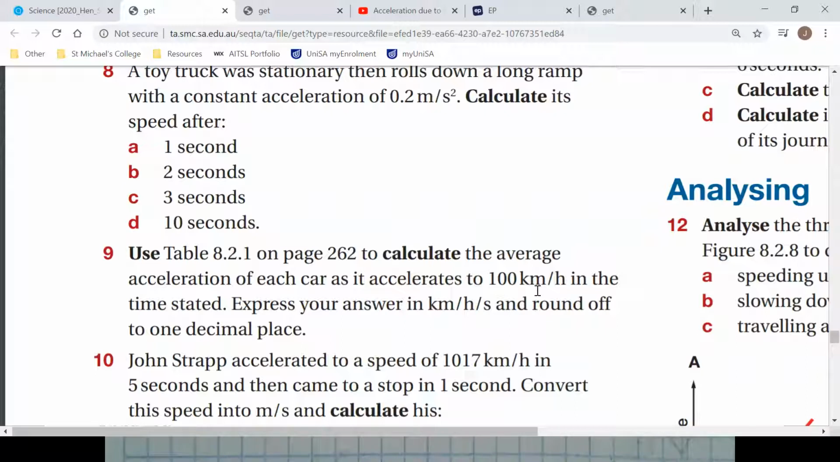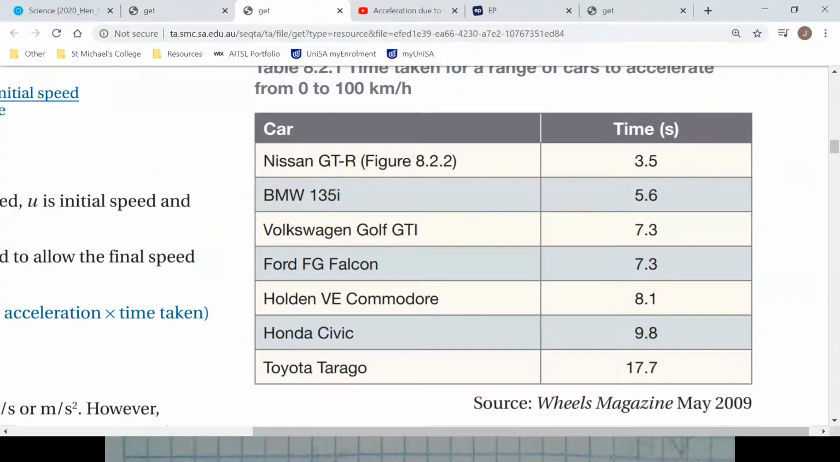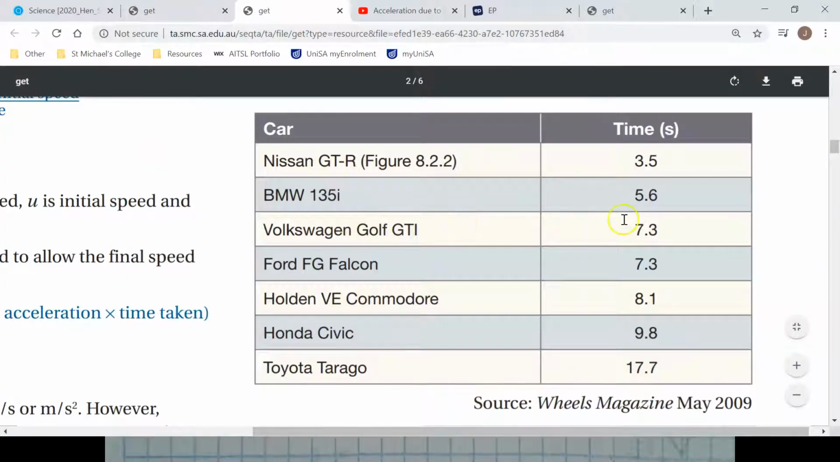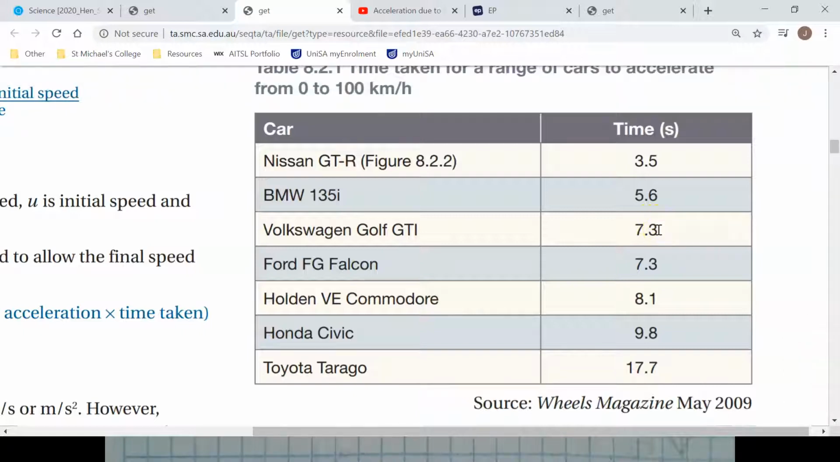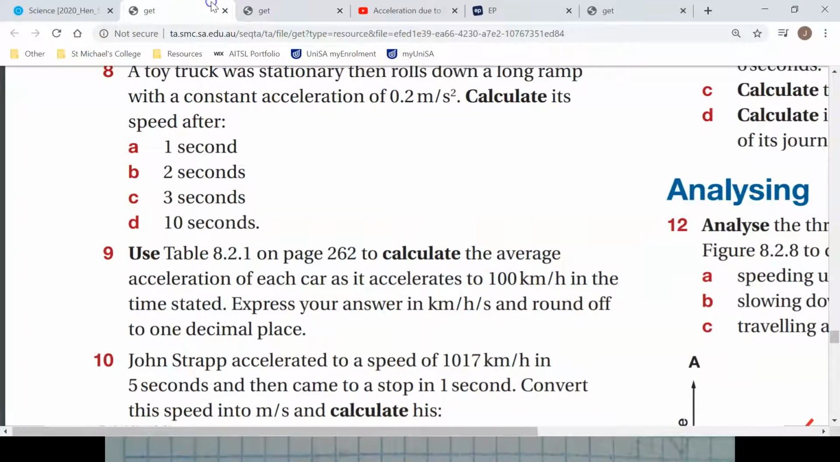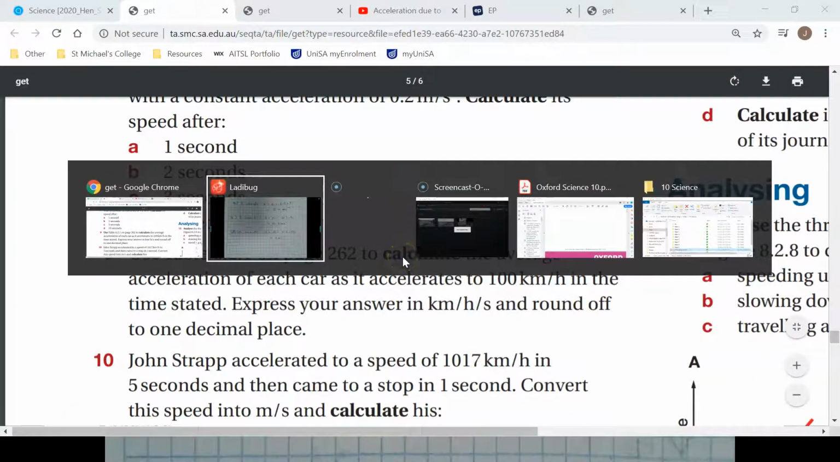0, and it accelerates to 100 kilometers per hour. So see that we've got the change in velocity, and then this table told me the time that it did it in, 7.3 seconds. So therefore we can work out the acceleration in kilometers per hour per second. So let's have a look. This is question 9.